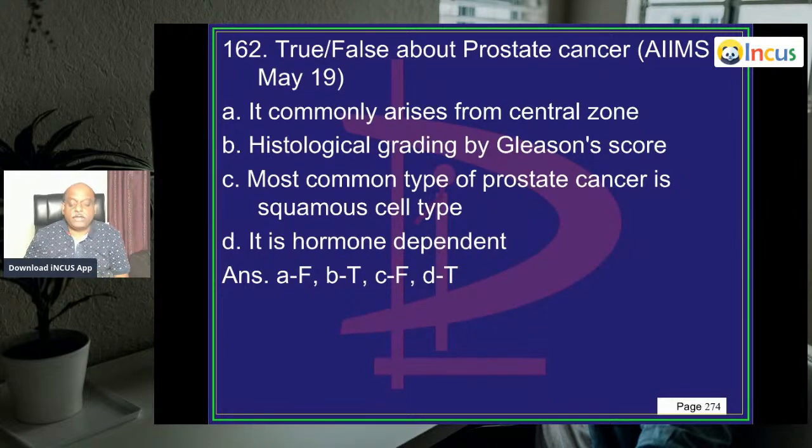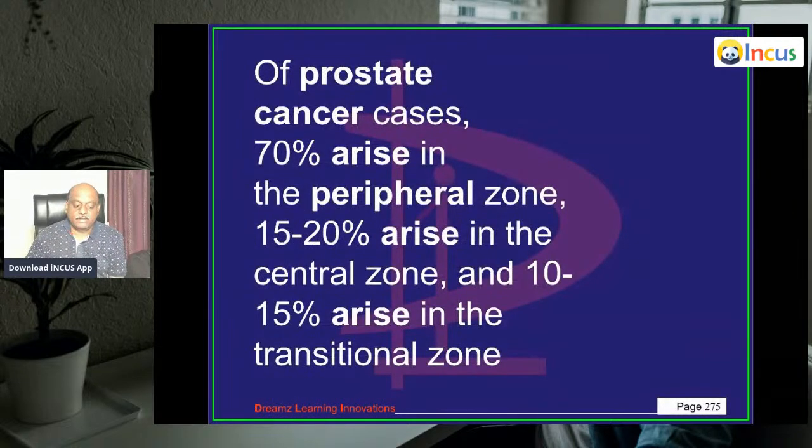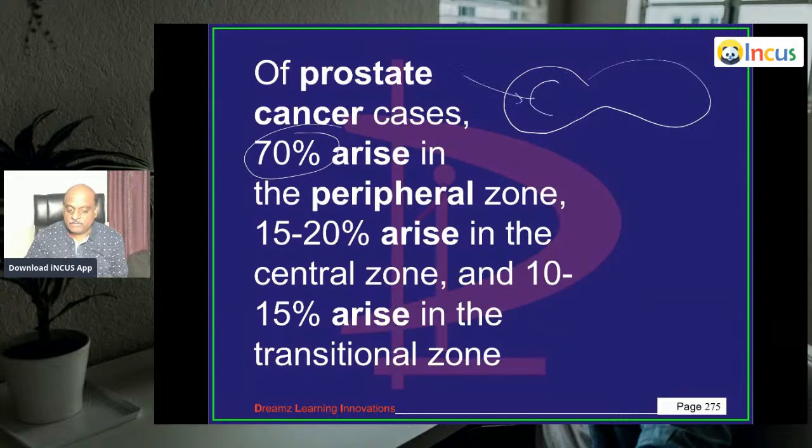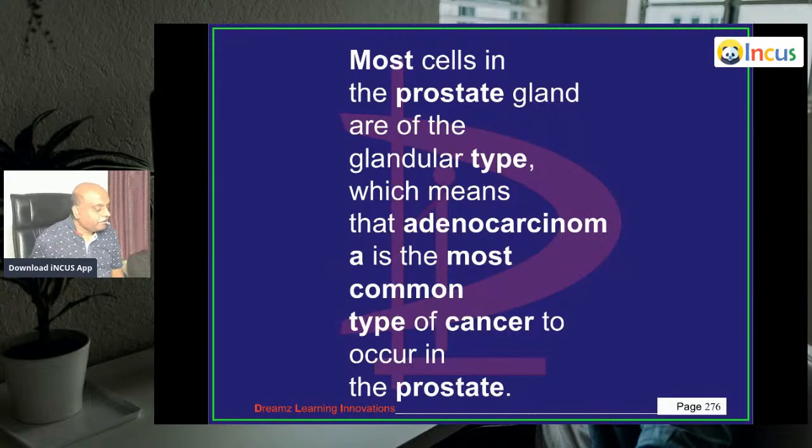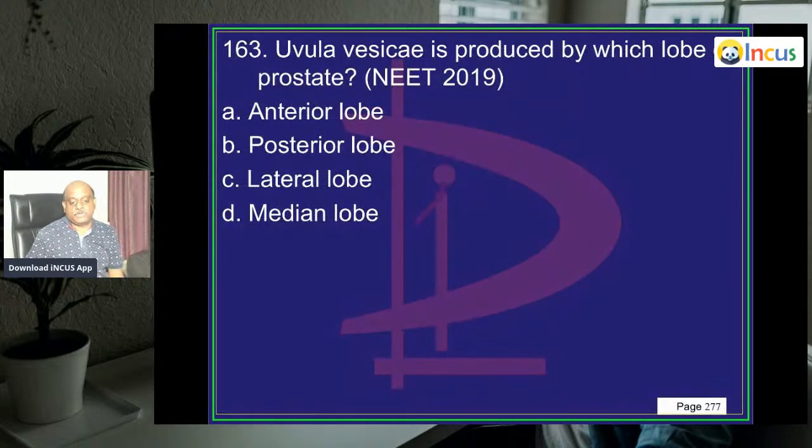So it is very much hormone dependent. Histological grading is by Gleason score. But you need to also remember that 70% arises from the peripheral zone. That is the most common location. 15 to 20% from the central zone and 10 to 15% from the transitional zone. Most of the cells in the prostate gland are glandular type. That's the reason the most common type of prostate cancer is adenocarcinoma, is what you should remember.